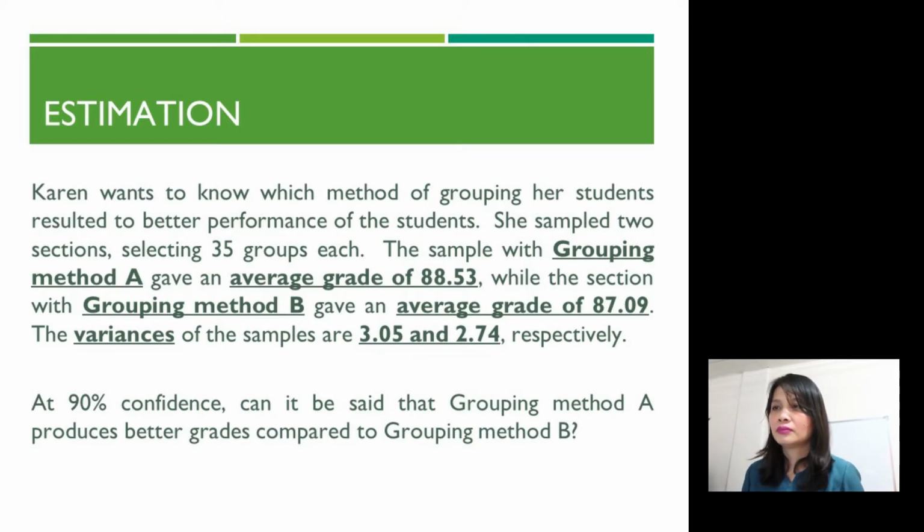Grouping method A has a higher average grade compared to grouping method B. Okay, very good. Based on the data that we have, obviously Group A has an average of 88.53, while Group B is only 87.09. So Group A obviously has the highest average in terms of performance. So more or less we can conclude that at 90% confidence, you are 90% confident that Group A produces better grades than B, with regards to their given data.